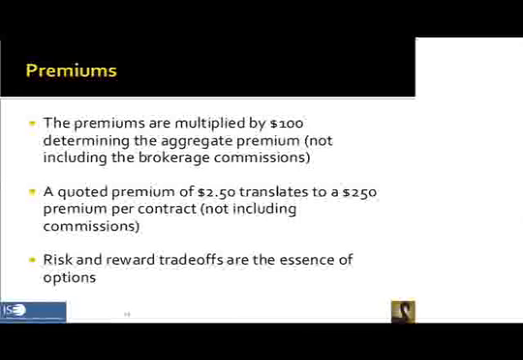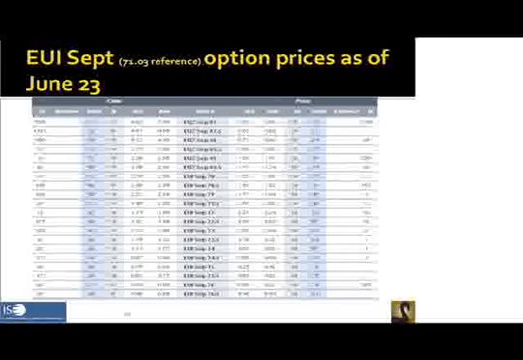it's just $250, not including any commissions, and you have to decide that on the strike price. The further out of the money, the more leverage that you're using, the less likely that you're going to be right, although you have more leverage there.